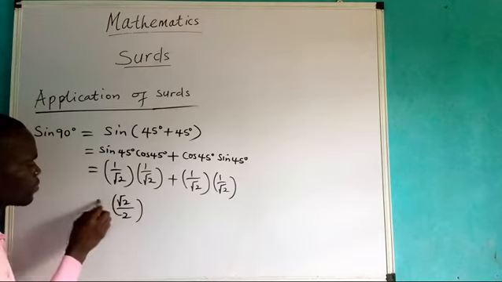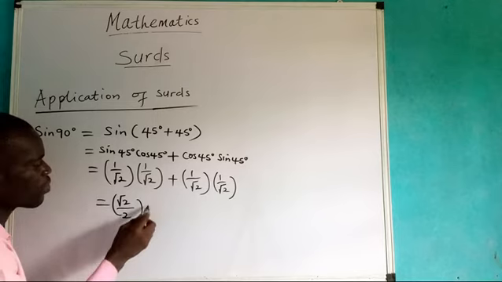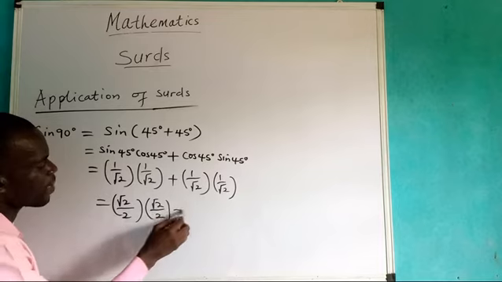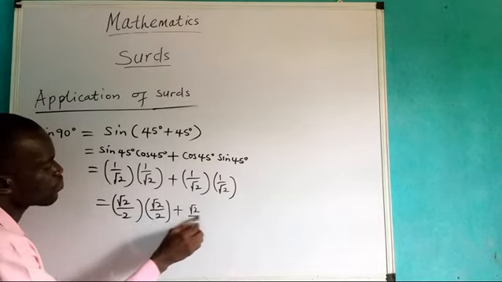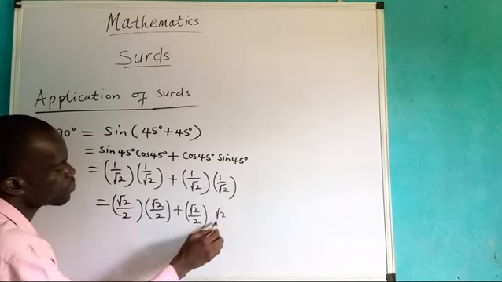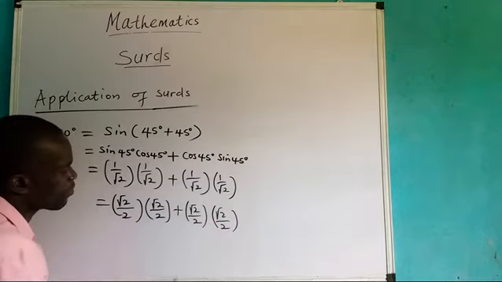Okay, the same thing applies to this one. We still have a surd at the denominator. We have root 2 over 2. Okay, the same thing applies to this one, it becomes root 2 over 2. Okay, we have this one, the same thing, root 2 over 2. Now we can move on.